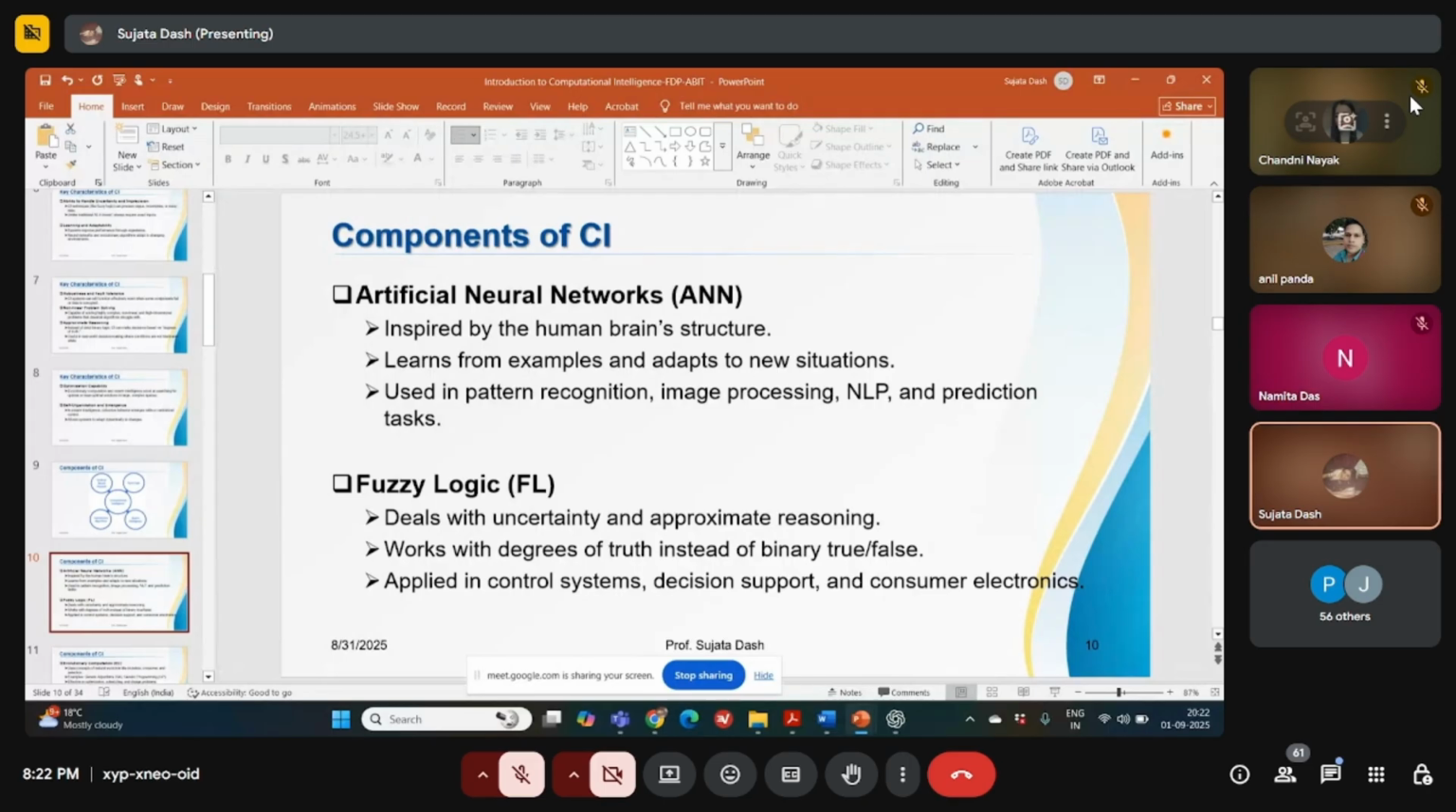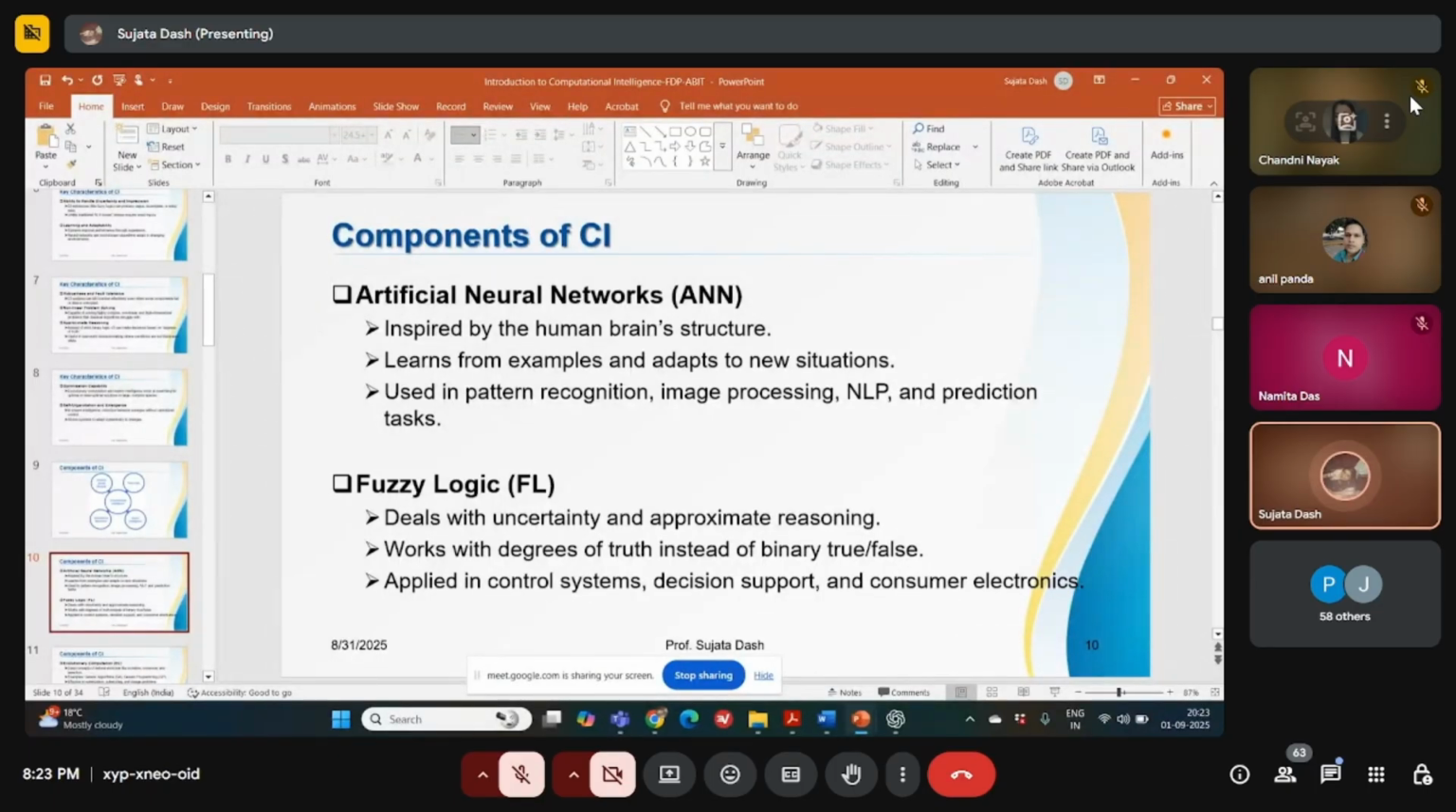And then the next one is fuzzy logic. It deals with uncertainty and approximate reasoning. In real life, things are rarely just black or white, true or false. You don't find it that way in real life. There are always shades of gray. Fuzzy logic embraces this uncertainty. It works with degrees of truth, that is, something can be 70% true and 30% false.